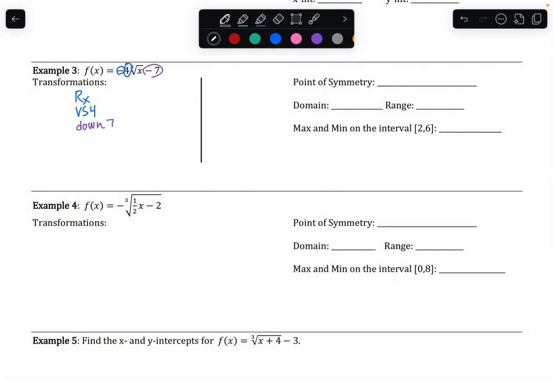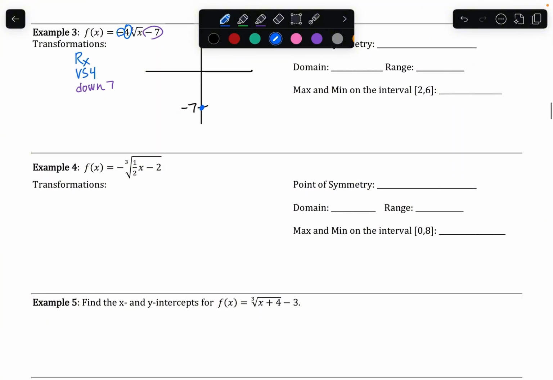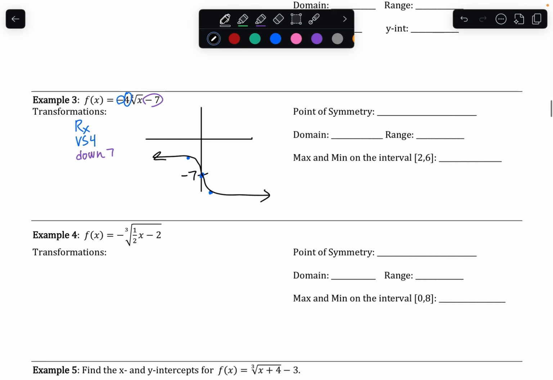So if I were to sketch my graph, the inflection point would be down at negative 7. And then I know I would have a negative 4 for the slope, so I can go down 4, right 1. That's going to be a very steep slope. And so concave left and concave right. So the point of symmetry is (0, -7). Domain and range, all real numbers all the time.